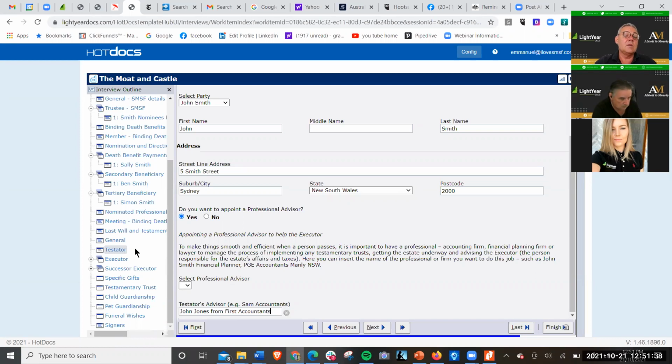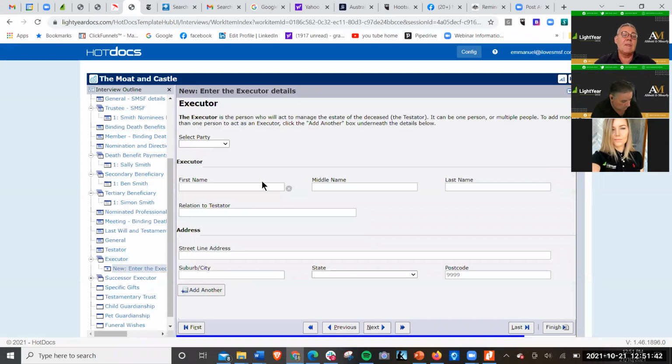Okay, so then we go down there. If you want to see, more than happy, if you like, to provide these documents to you as a sample after this session. If you want, just let our team know. So the executor, in this instance, this is for John, Sally's not interested in being a director of the SMSF, so she shouldn't be the executor. So I'm going to make that Ben, that's the son.